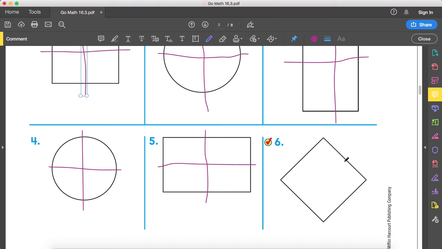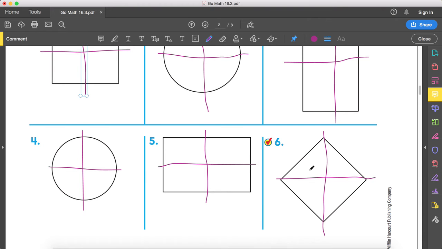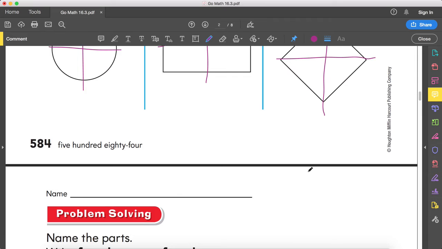Draw a line in half, draw a line in half again. 4 equal shares, 4 equal pieces, 4 quarters, 4 fourths. Now this one's a little tricky. They turned it diagonal to see if it would trip you up. But you can still draw the line down vertically and horizontally to make sure that they get 1, 2, 3, 4 equal shares.